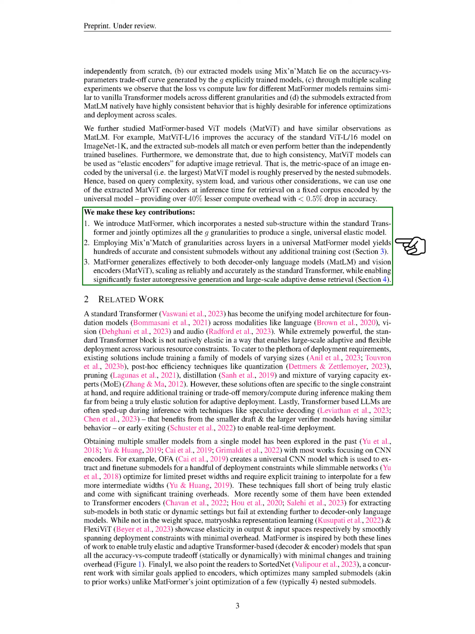In summary, we make these key contributions. 1. We introduce MatFormer, which incorporates a nested substructure within the standard transformer and jointly optimizes all the granularities to produce a single, universal elastic model. 2. We show that employing mix and match of granularities across layers in a universal MatFormer model yields hundreds of accurate and consistent models without any additional training cost.